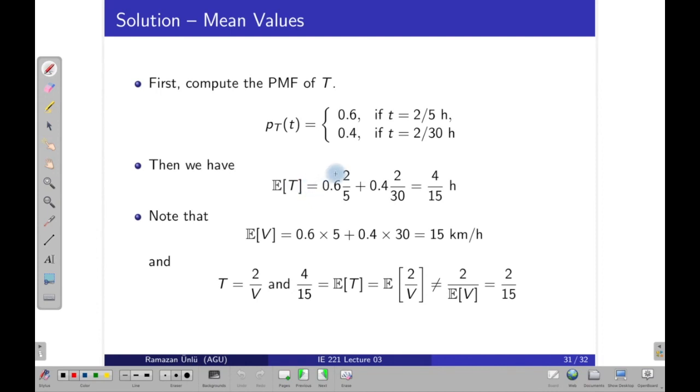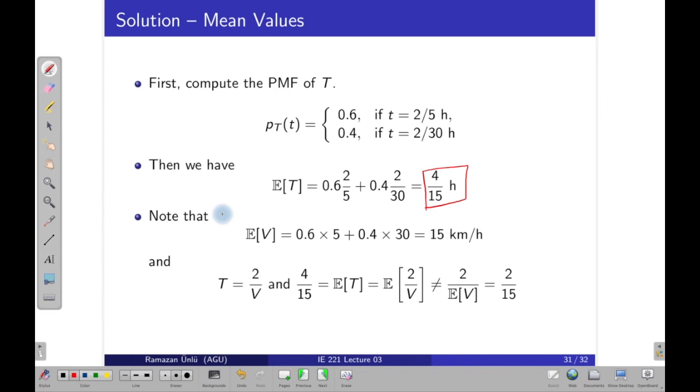Okay, so how can we calculate the expected value of t? Simply, we can sum the multiplication of the random variables and the corresponding probabilities. So in this case, 0.6 times 2 over 5 plus 0.4 times 2 over 30 hours. It will give us 4 over 15 hours. So this is the expected time from this example.